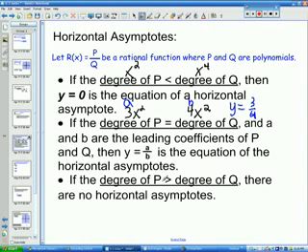Lastly, if the degree of the top is bigger than the degree of the bottom, so obviously if this were like an x to the third, and this were an x squared, there are no horizontal asymptotes. So you don't have to worry about horizontal asymptotes if the degree of the top one is bigger than the degree of the bottom one. Okay, and we'll get some practice with this in just a second here.